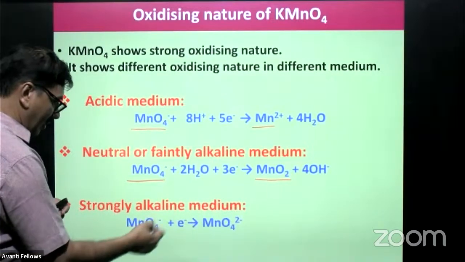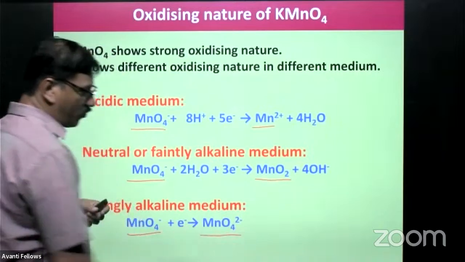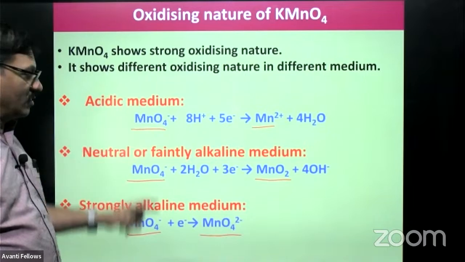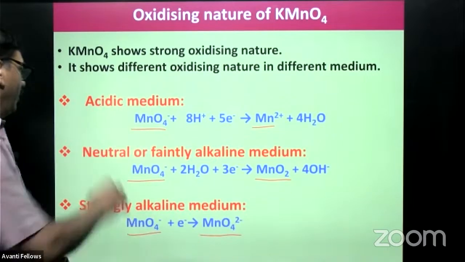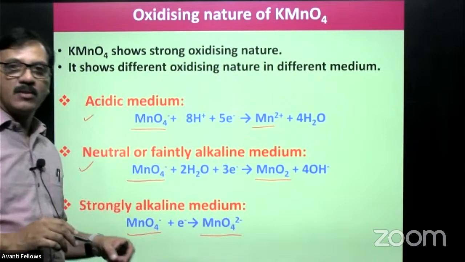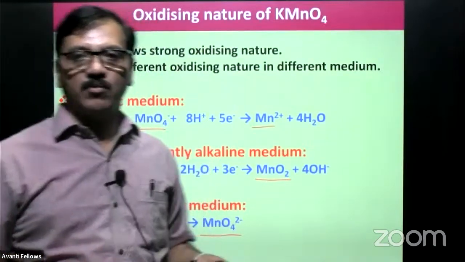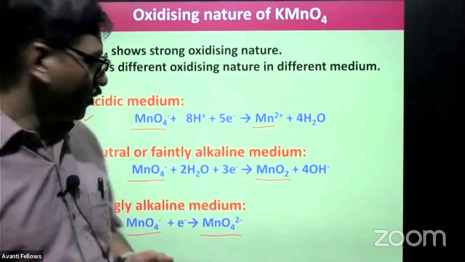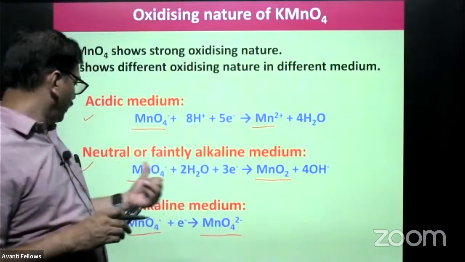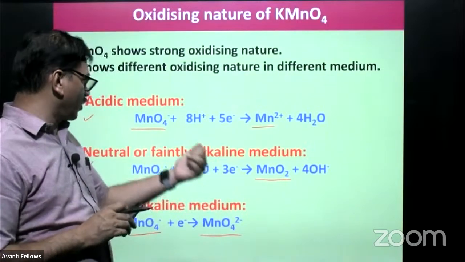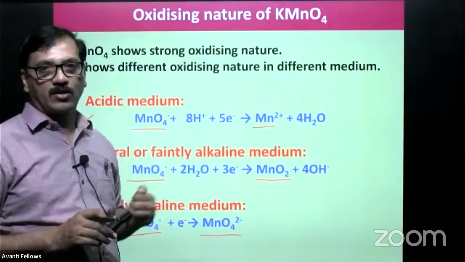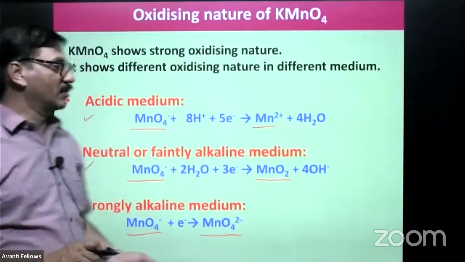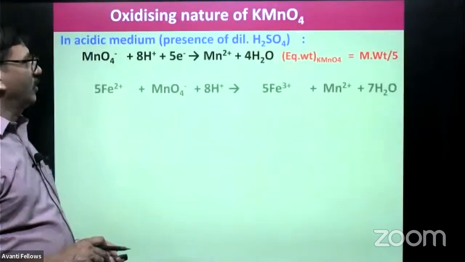And if it is an alkaline medium, MnO4 minus will be giving MnO4 2 minus. So the changes in a different medium are there. You have to remember these two. In slightly alkaline medium or in neutral medium, it also acts as an oxidizing agent. In neutral medium, it will take only 3 electrons. In acidic medium, it takes 5 electrons. So the conversion is different, and the half equation that you have to remember for writing all the reactions. What are the reactions of it?